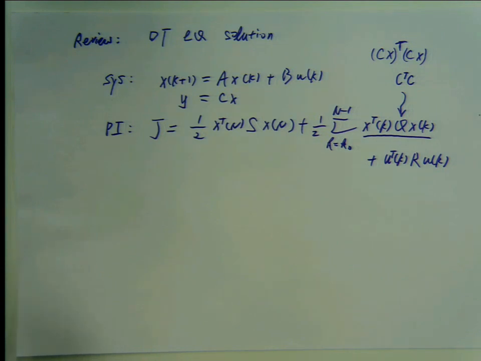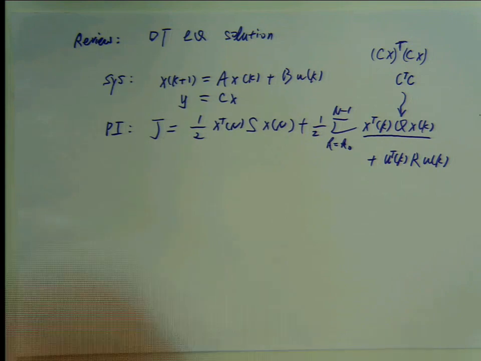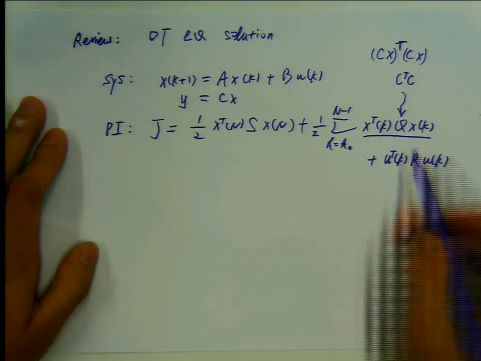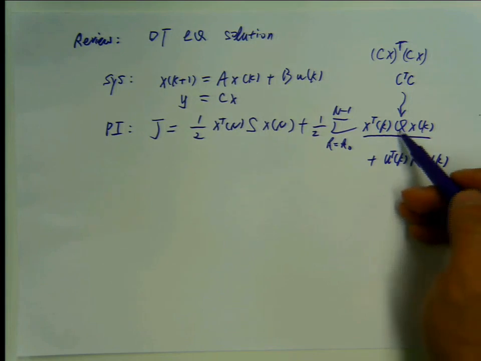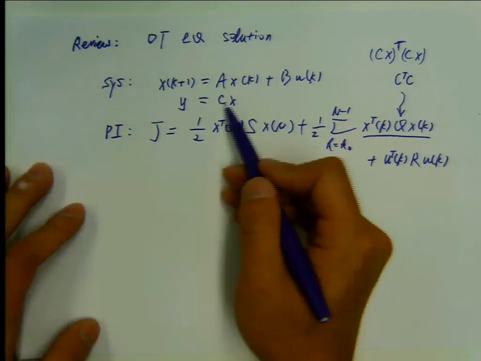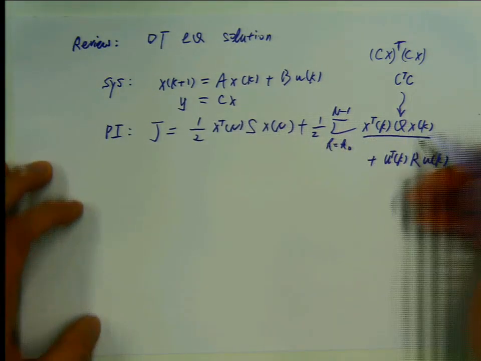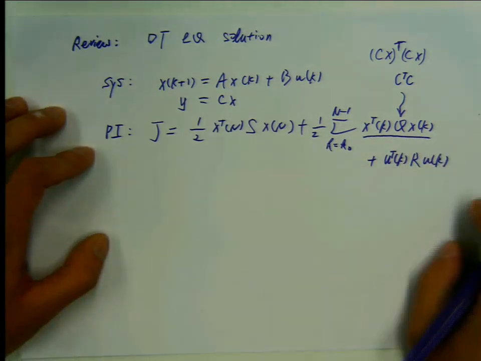A student asked whether we can select this Q different from the system matrix as well, if we want to minimize something else. Yes, that's totally feasible as well.